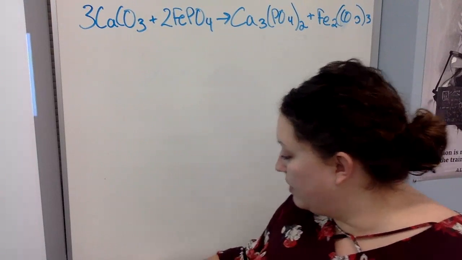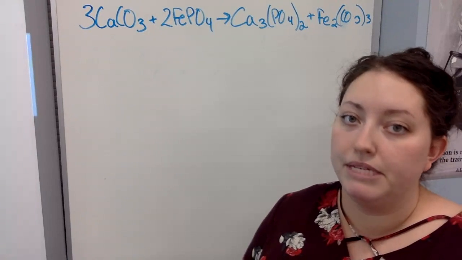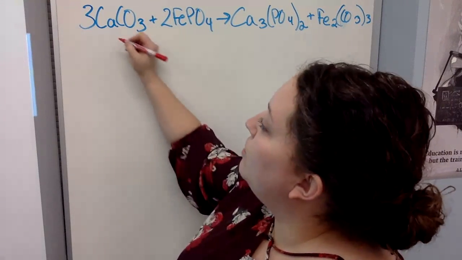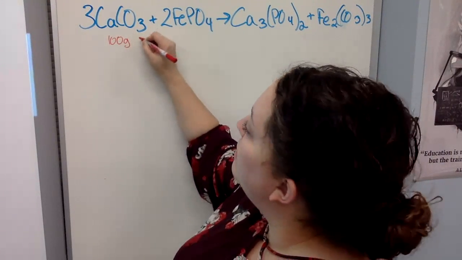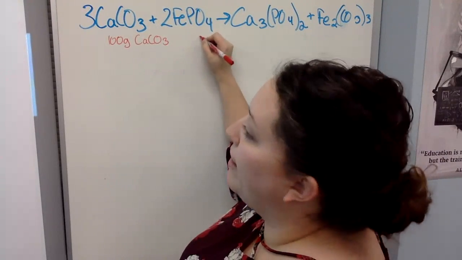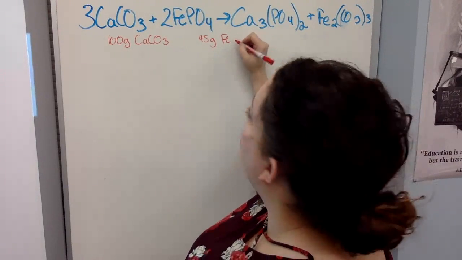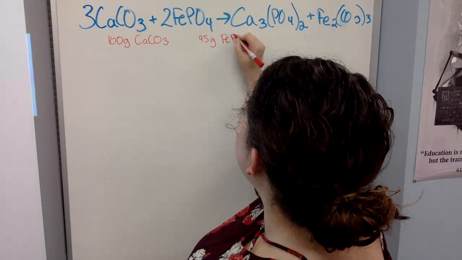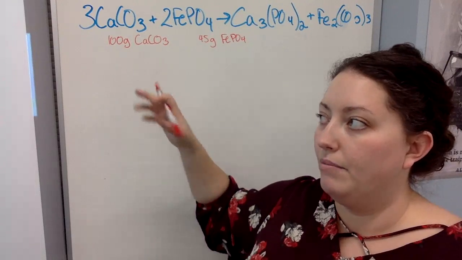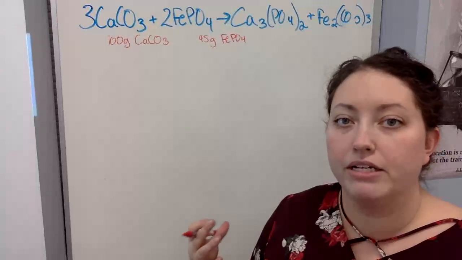On this one, let me get a different color here. On part A, you have to figure out which is going to be the limiting reactant. In this problem in particular, the question tells you that you have 100 grams of the calcium carbonate to start off with, and then you also have 45 grams of the iron 3 phosphate. If you're relating it to the iced tea and the sugar, we have to figure out which one is going to stop the reaction from happening.